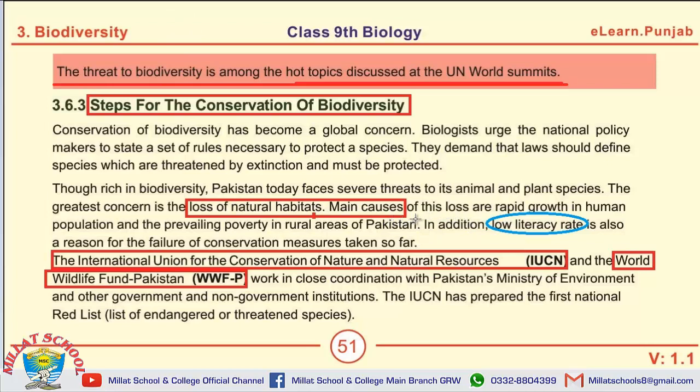Main causes of this loss are rapid growth in human population and prevailing poverty in the rural areas of Pakistan. And the third cause is the low literacy rate. So these are the three main causes for the loss of natural habitats in Pakistan.